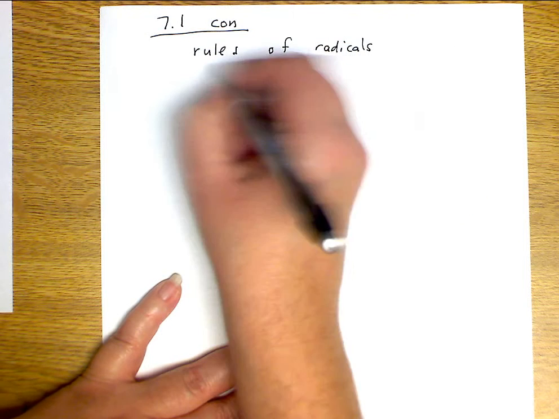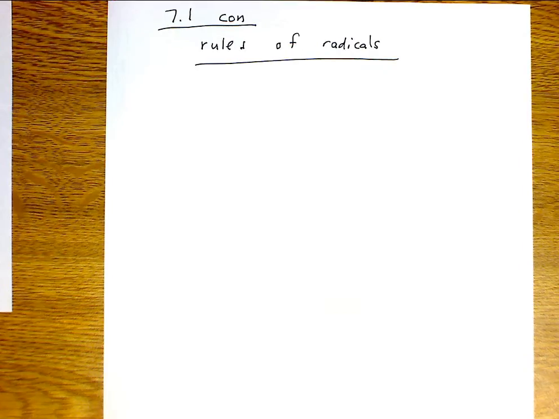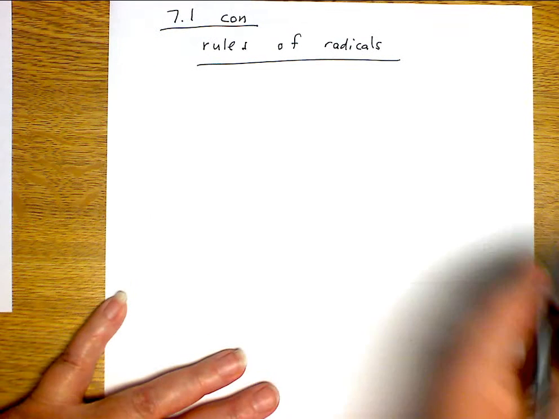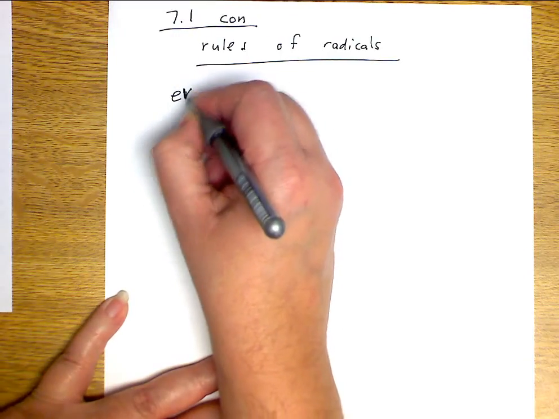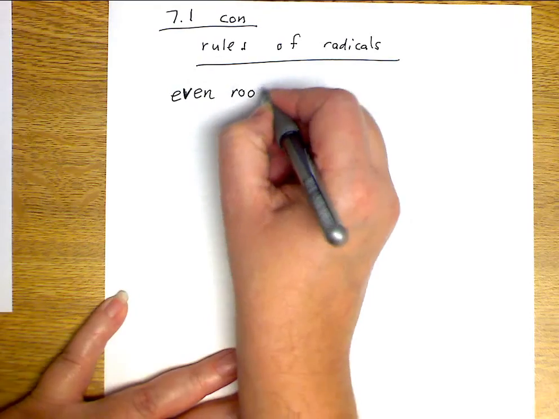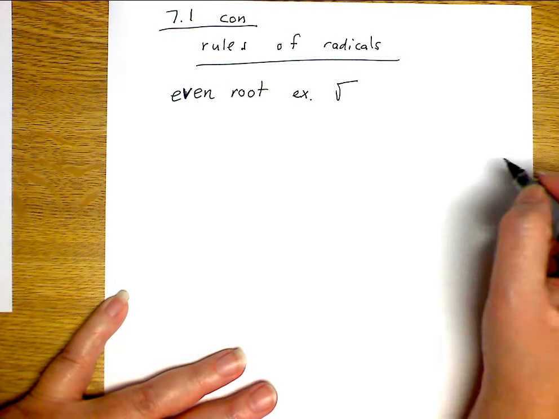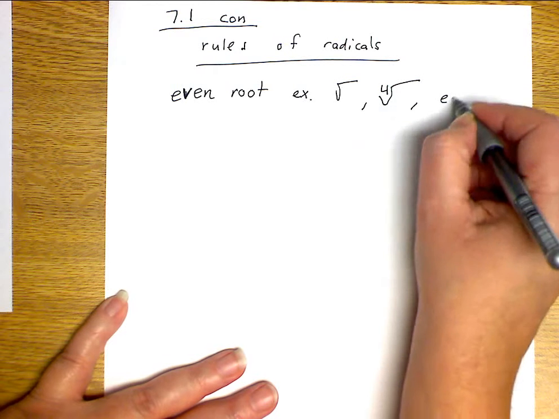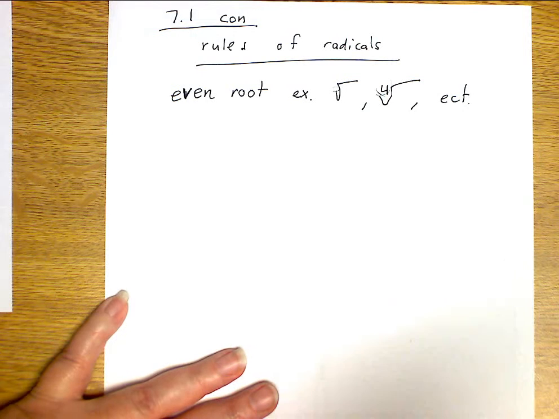So we got rules of radicals. All right, so rules of radicals. If you have an even root, meaning like the square root, the fourth root, etc. If the number above your root sign is even, you have to remember two things.